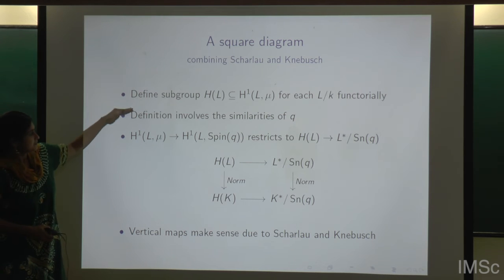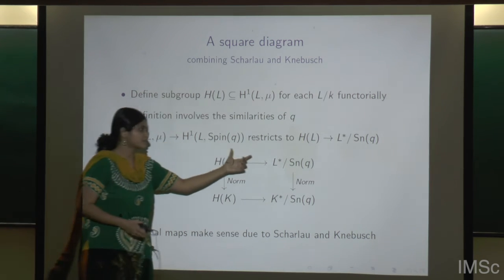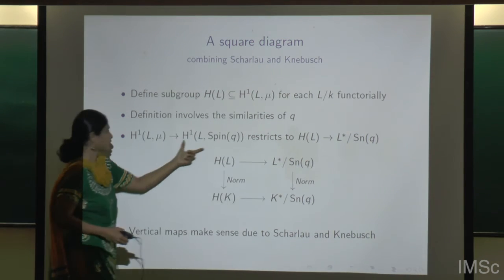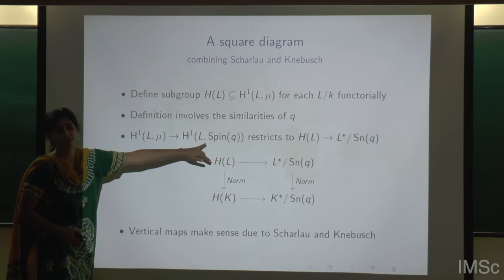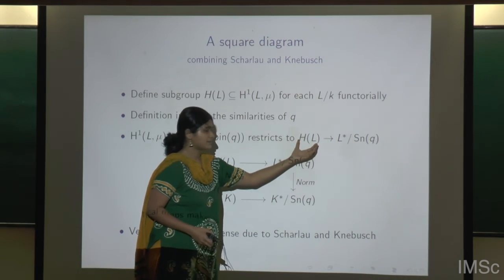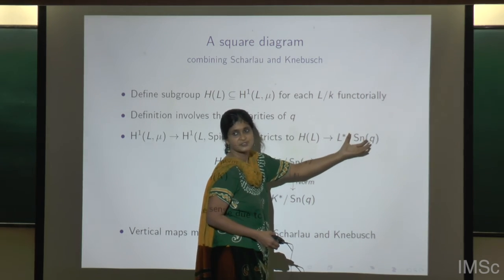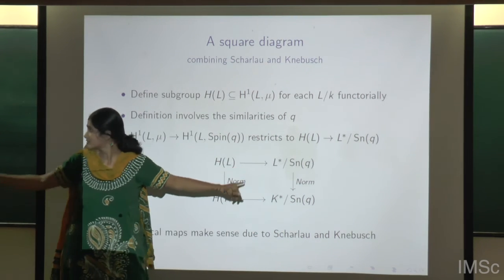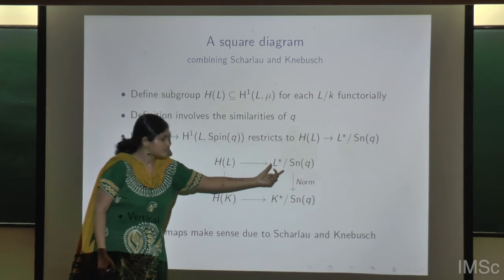And then we make sure that this map H1 L mu to H1 L spin Q restricts to a group map from HL, and it lands not in all of this, but inside a group also. It lands inside L star mod spinor norms. So you start with a subgroup which involves similarities, Chernousov, and you end up with a subgroup which involves spinor norms, Knebusch, and this is all functorial, right? This is exactly coming from this canonical map here. So you've got H of L to L star mod spin Q.